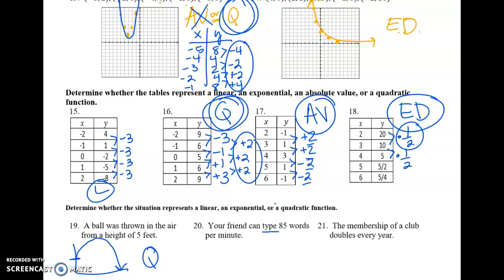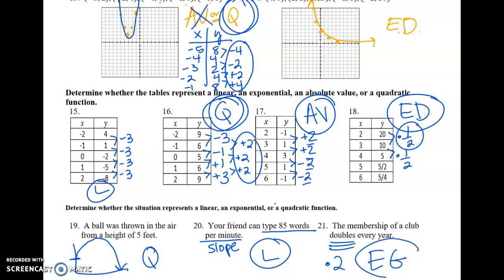Your friend can type 85 words per minute. That is a slope. Okay, and when you have a constant slope, it's a linear function. And the membership of a club doubles every year. That's times 2. So that's exponential growth. The company's membership is going to grow exponentially if it's doubling each year.